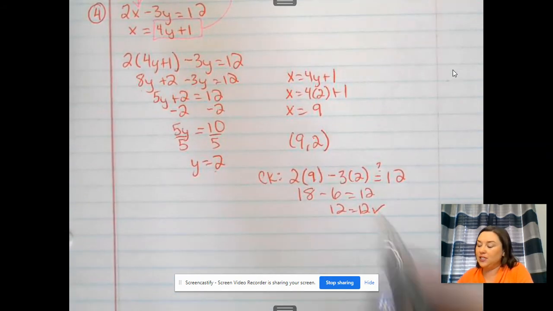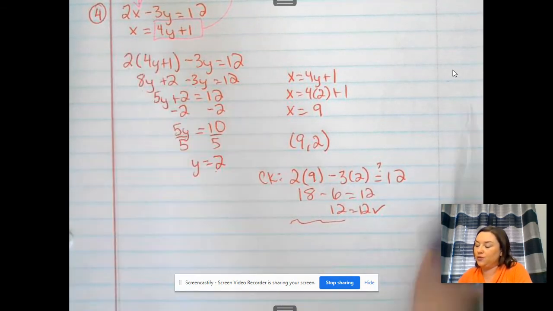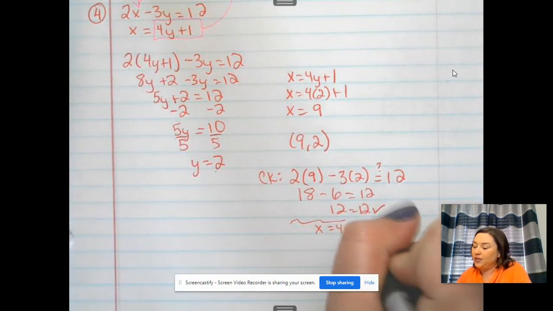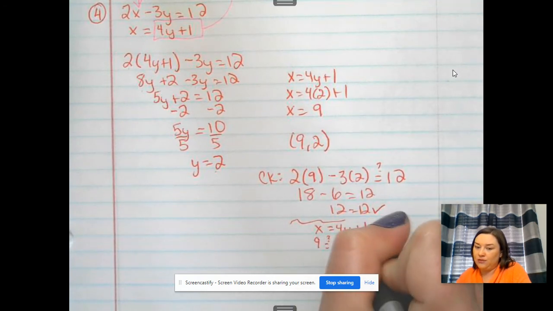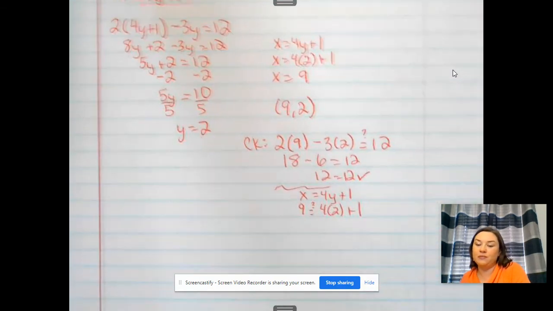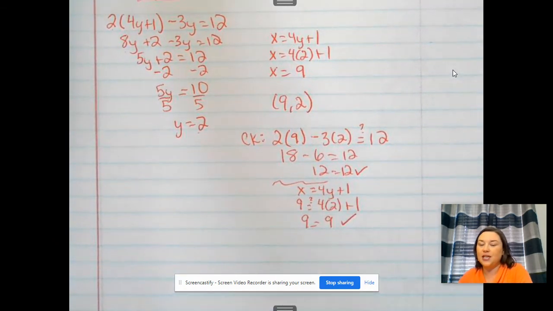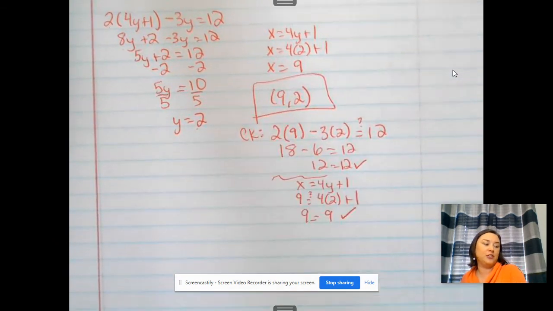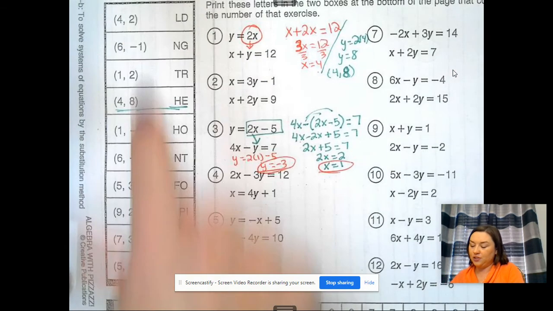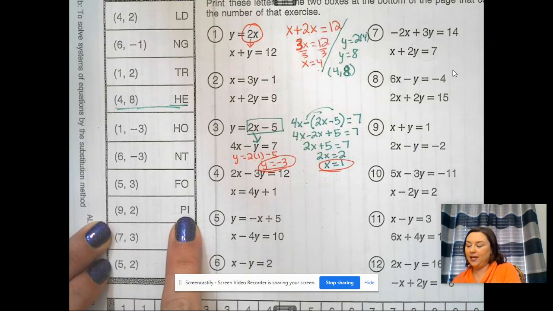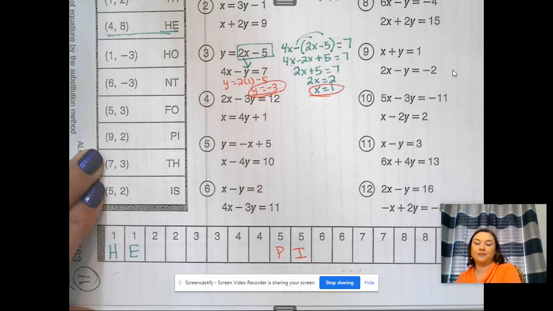Now we have to plug it into the second one to see if it works for it as well. So it's x equals 4y plus 1. So I plug 9 in for x and 2 in for y. 4 times 2 is 8, and 8 plus 1 is 9. So since it works for both problems, the answer is 9, 2. So on our worksheet, we would find 9, 2 over on the side, which is PI, and down at number 4 at the bottom, we would put PI.